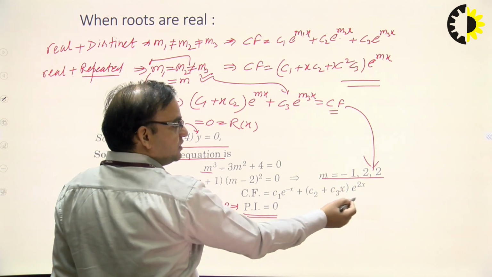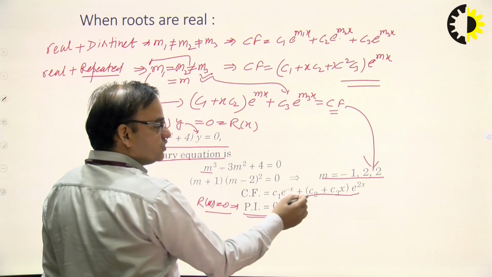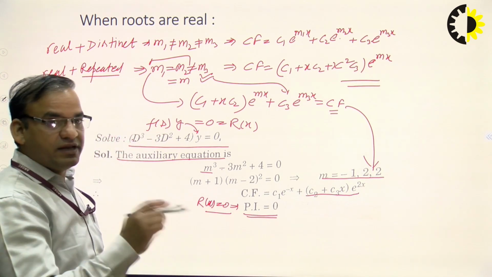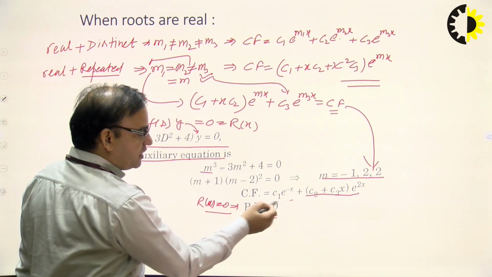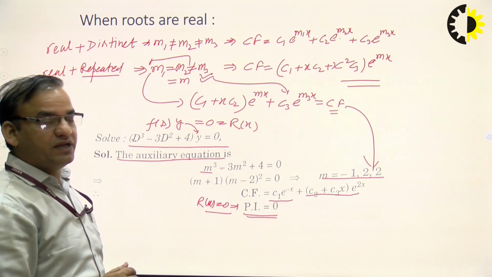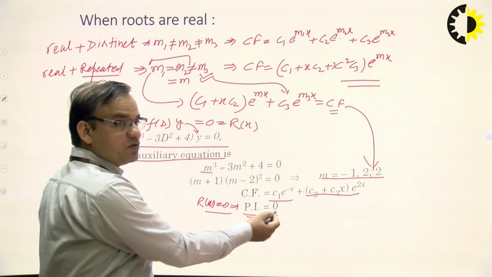Out of these, the last two roots are repeating, so we have written (c2 + c3x) e raised to the power 2x, and c1 as the distinct root, c1 e raised to the power minus x. So PI is equal to 0.